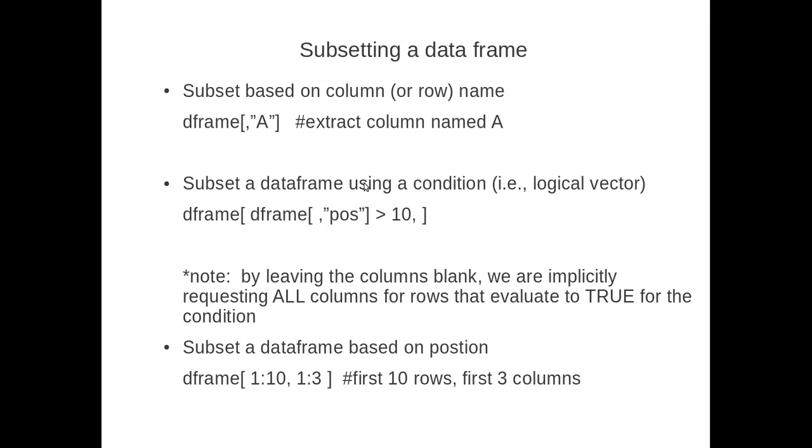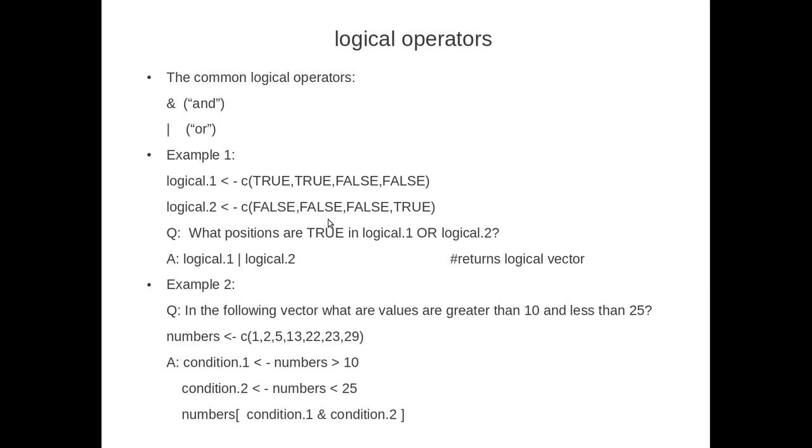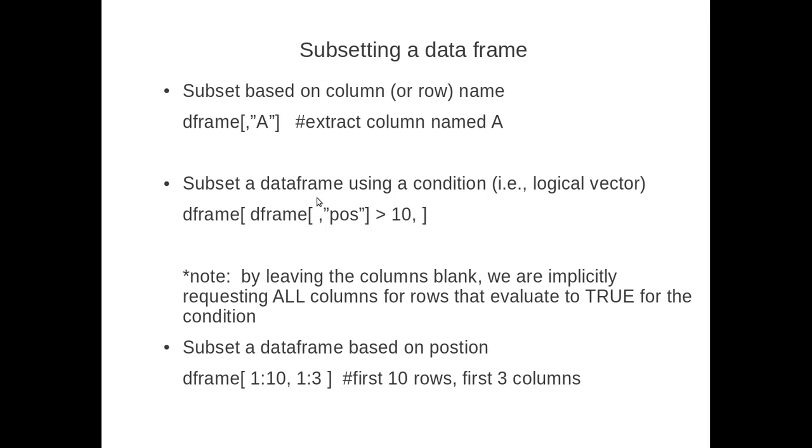Now, this is fairly straightforward. More importantly, we often want to subset based on conditions, right? So now we have to write some code here to extract the columns or rows that we want based upon some conditions. So let's say I've made up a column here called positions, or pos, in the D frame data frame. Positions here might be like a coordinate on a chromosome. So maybe we want all positions greater than 10. Simple.